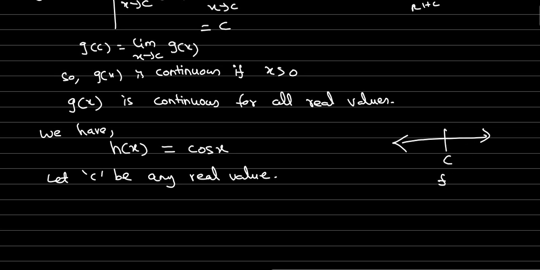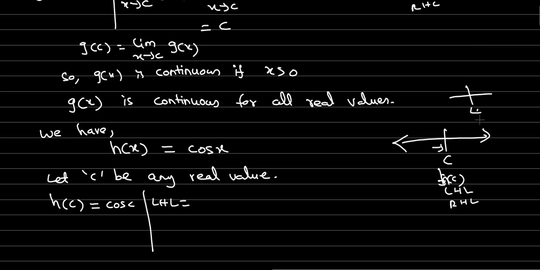To check the continuity, we need three things: f of c, the left hand limit and the right hand limit. Here h of c is required. If the input is c, then the outcome is cos c. Now the left hand limit is required. The values close to c on the left side are approximately c, but those values are less than c. Suppose you have the number 4; the close values of 4 are 3.99, approximately 4, but with a small difference. That difference we can take as h. So I'm going to replace x with c minus h.